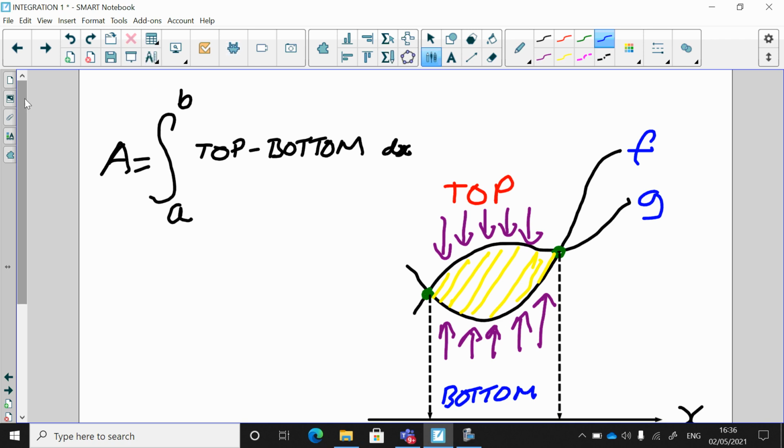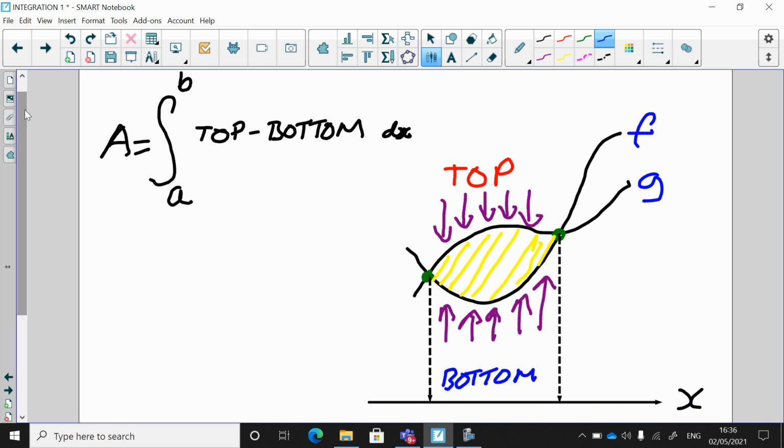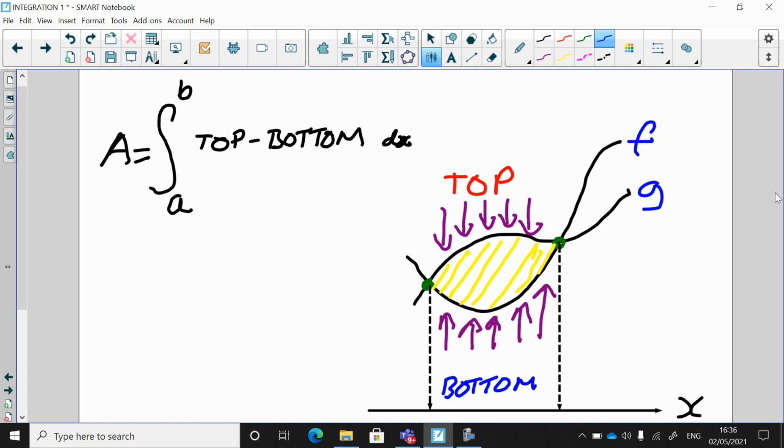So that's kind of showing you the basic format of how we actually evaluate these things to get an area. Whatever the functions are, f and g, or h and k, or y and z, d and e, whatever they are, just remember the central area that you're actually looking for. That's the area you're looking for.